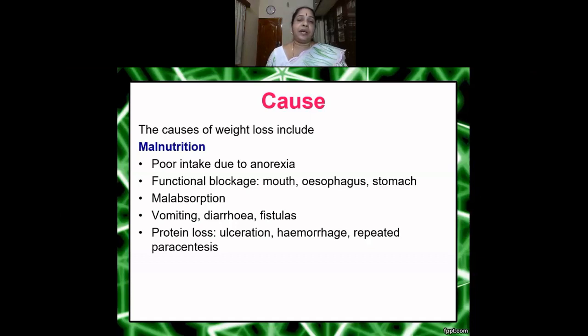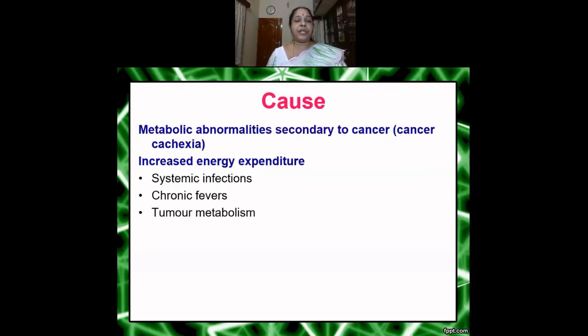When there is blockage, tumors, or obstructions in the esophagus or the stomach, it can cause weight loss. Malabsorption can also lead to malnutrition and weight loss. Vomiting, diarrhea, and fistulas can again cause malnutrition. Protein loss due to ulceration, hemorrhage, and repeated paracentesis. When the food tries to move repeatedly through the obstruction, it causes ulcers and hemorrhage, as a result of which there is protein loss, and it can lead to malnutrition.